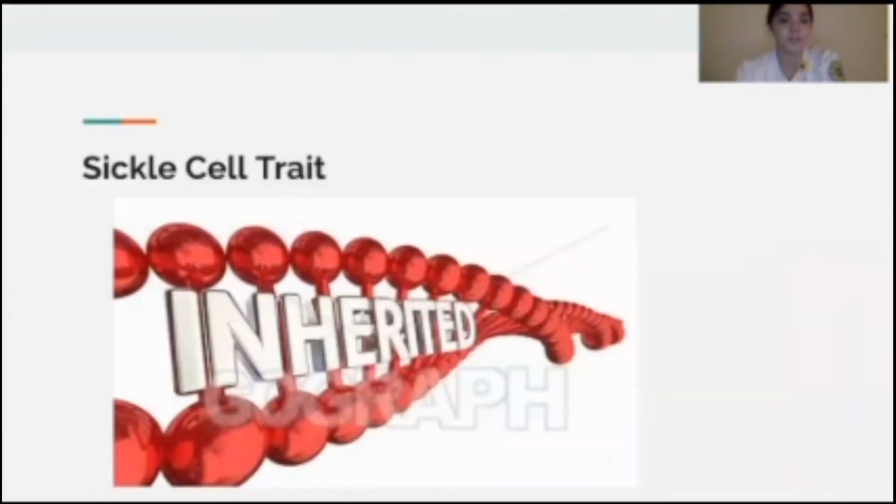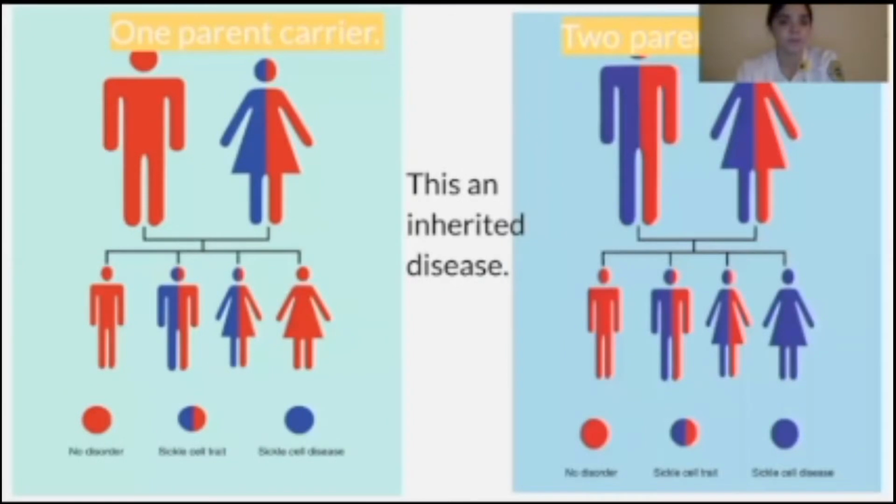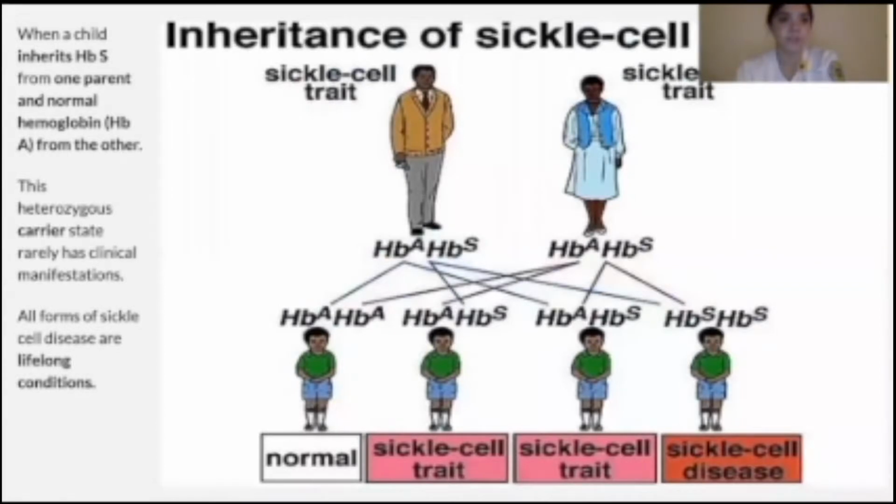Sickle cell trait is inherited. So one parent could be a carrier, or both parents can be carriers. When a child inherits hemoglobin S from one parent and a normal hemoglobin A from the other, this is considered a heterozygous carrier state, which rarely has any clinical manifestations, meaning that the child is going to be asymptomatic. So, for example, these two children right here would be asymptomatic.